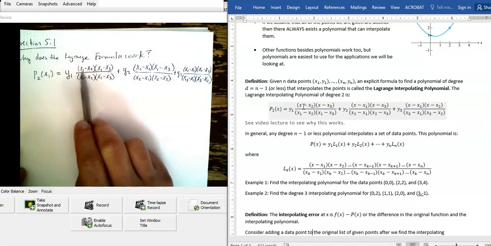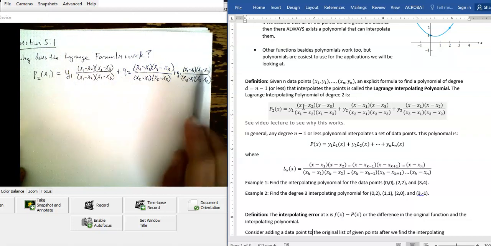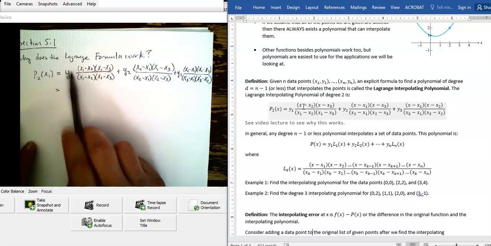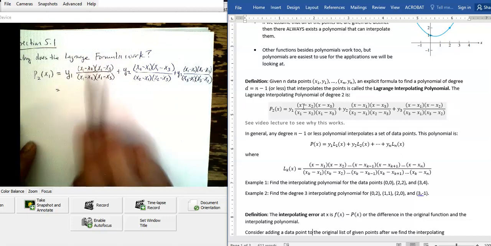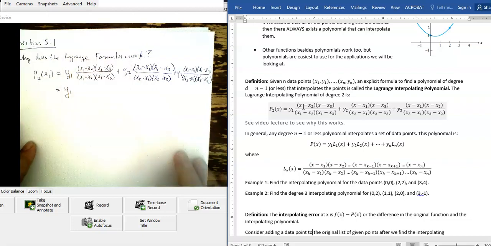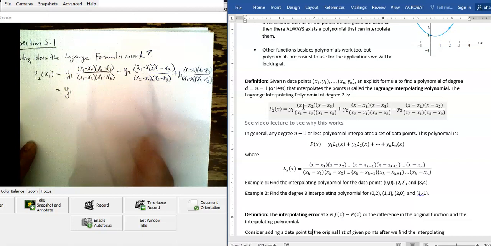Again, we've just evaluated this polynomial at x1, so all of the x's become x1. That's it. Now if we notice, let's see what happens here. So here we'll have y1 times something. We'll notice that the factors on the top and the bottom are exactly the same. Therefore, this is simply 1. So we just get a y1 out of this guy.